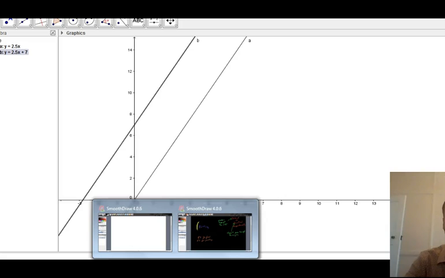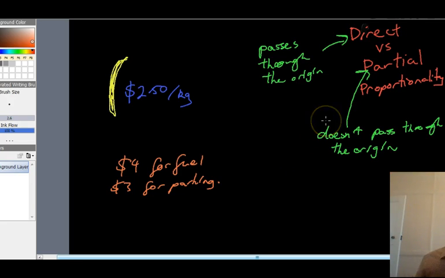But I'm getting away from the major point here. As long as you know what direct versus partial proportionality is, you'll go far. All right, that's direct versus partial proportionality.